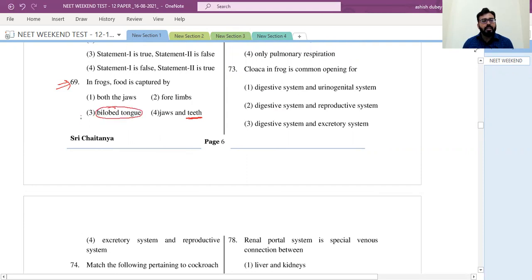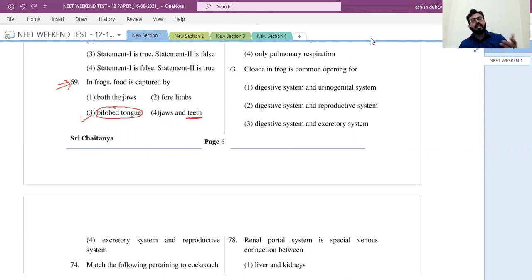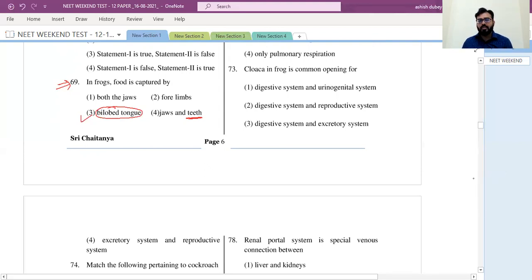I hope you all have remembered this thing, that the attachment of tongue on the lower jaw of frog is not like that of a human being. In case of human being, the tongue is free at the anterior end and it is attached at the posterior end by hyoid bone like this. But in case of frog, it is attached from the anterior end and free posterior. So it unfolds like this, captures the food and then goes back. So bilobed tongue is helping the frog in food capturing. So 69th question, third will be the answer.